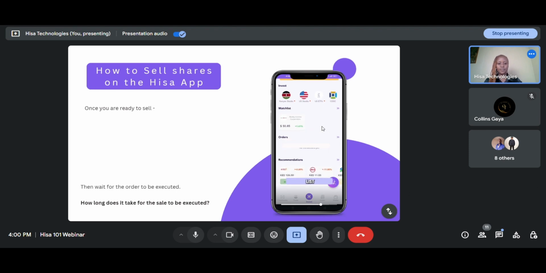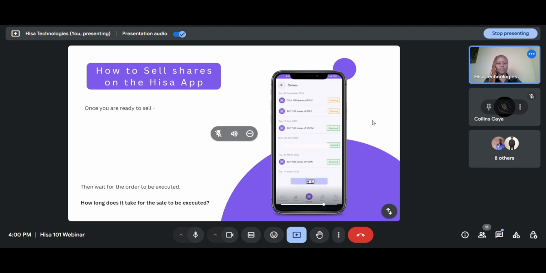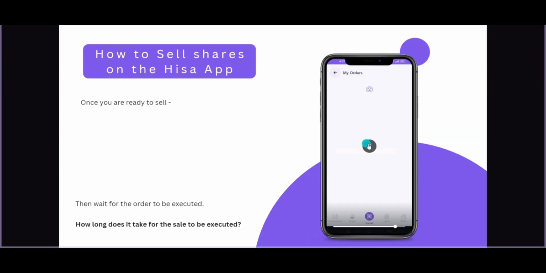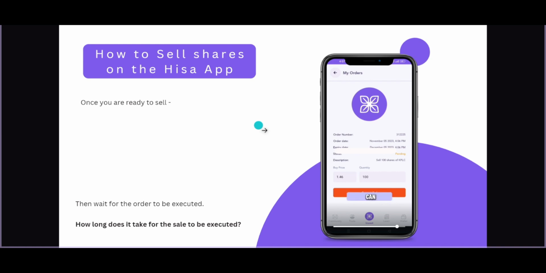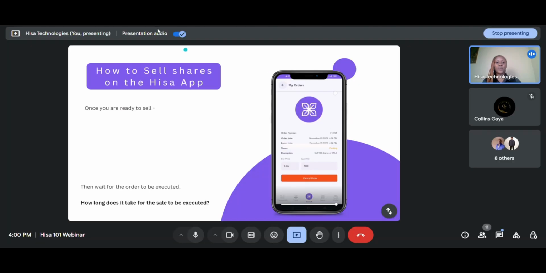There will be a list of orders on the invest page. You can look at the orders that have been placed. You can cancel it and place it at a different rate if it takes too long. Okay, there we have it.